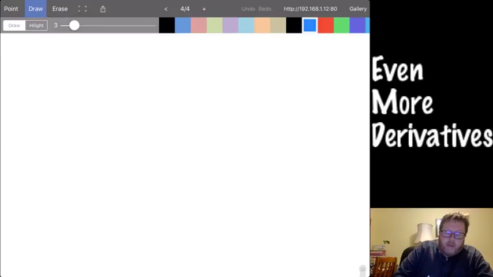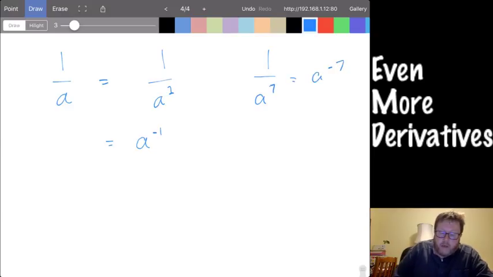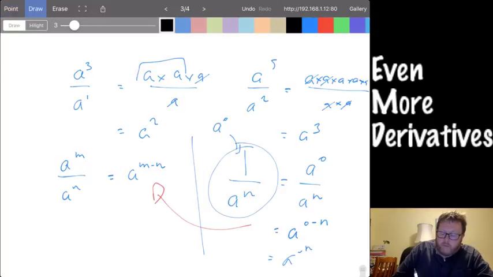So if I have 1 over a, that's equal to 1 over a to the power of 1, and 1 over a to the power of 1 is equal to a to the power of negative 1. Like I said, 1 over a to the power of 7 equals a to the power of negative 7. In general, we look at the power underneath the fraction, and we can make it negative, like so. So I hope you can see how this might be useful.